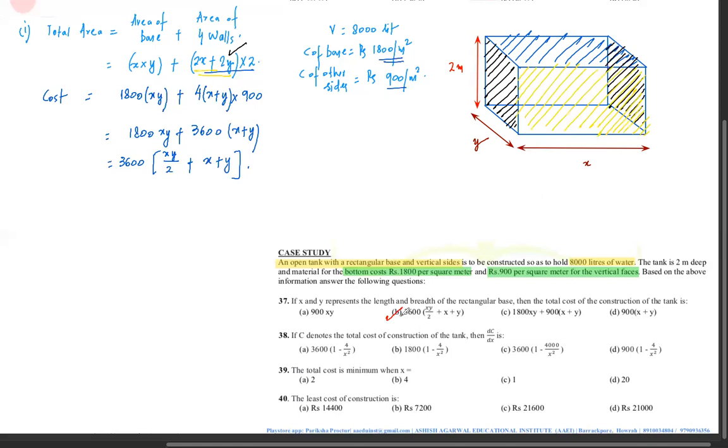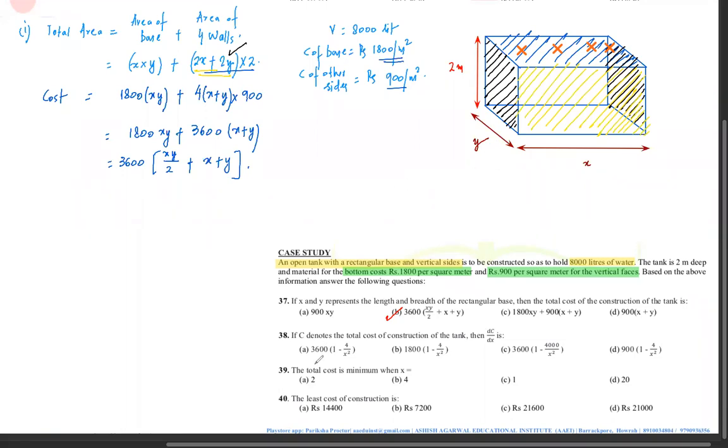The total cost of construction is only the area of the base. We have only one base. We are not taking the roof because we have seen the top portion is not available. They have said the tank is open tank, so there is no top portion. इसलिए top area को हमने consider नहीं किया. बाकी area of the four walls में it is 2x 2 times, 2y 2 times, which adds up to give us 4x plus 4y, which needs to be multiplied by 900. So this is the answer for the first question.